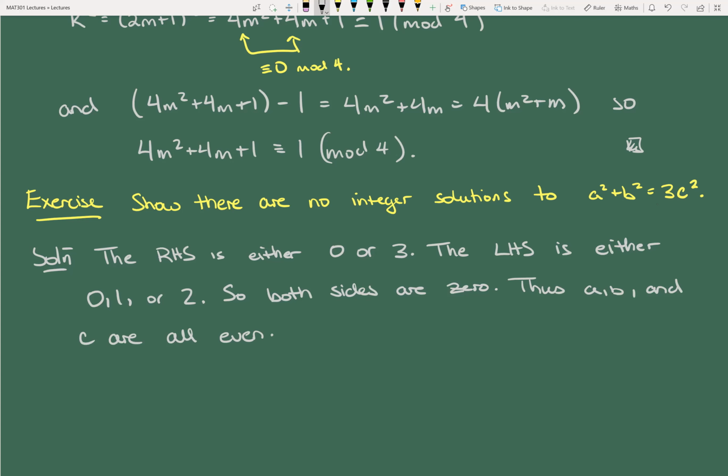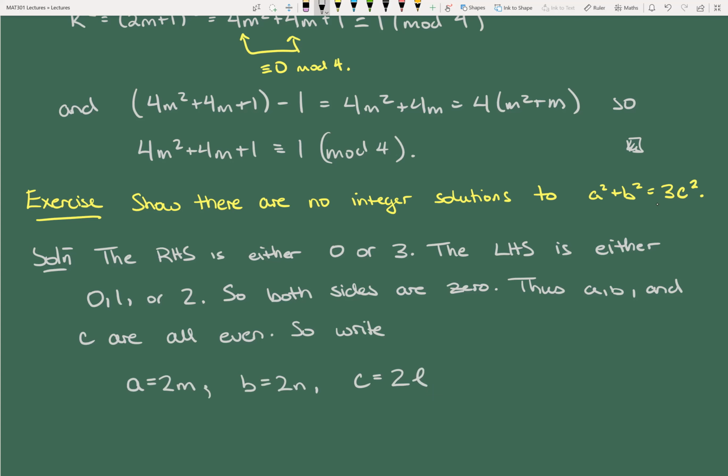Just comparing what the right-hand side can be and the left-hand side can be, we immediately conclude everything is even. Now, once we know everything is even, we're going to do our usual thing by saying, okay, let's write A is equal to 2m, B is 2n, and C is 2l, like this.